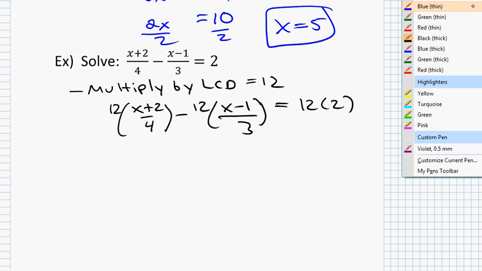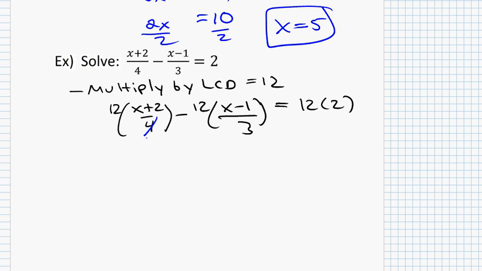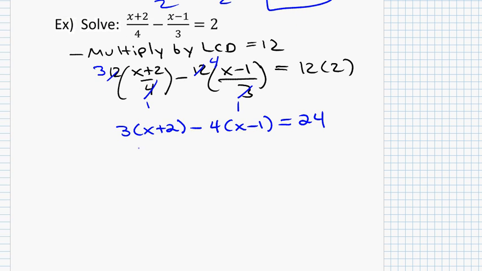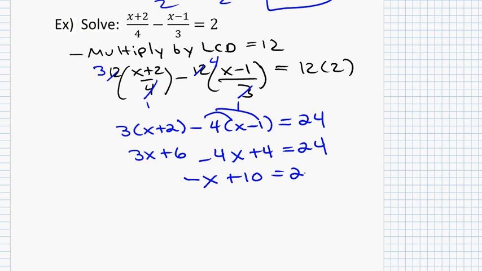When you do that, notice that 4 goes into 12 3 times, 3 goes into 12 4 times. So basically you're left with 3 times x plus 2 minus 4 times x minus 1 equals 24. And notice we've gotten rid of the fractions. So then we just distribute negative 4x, negative 4 times negative 1 is positive 4. Then you get negative x plus 10 equals 24.